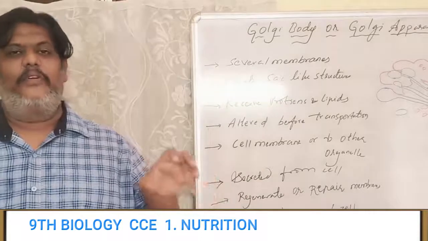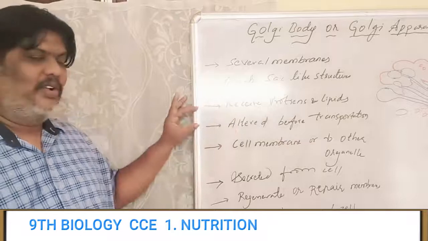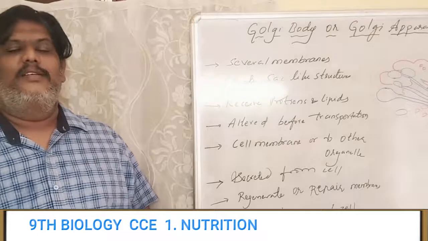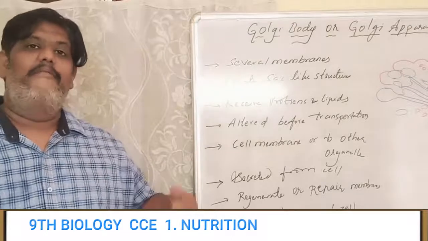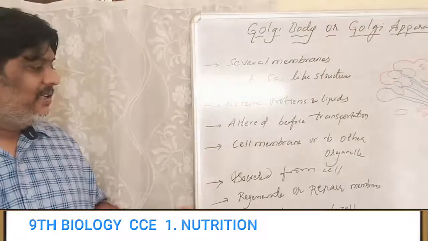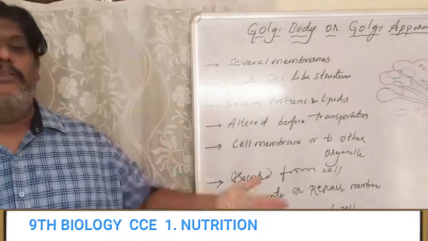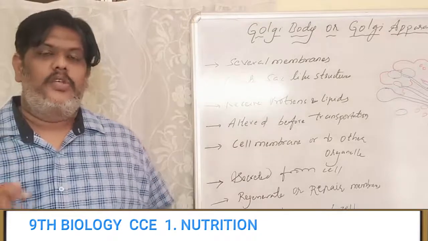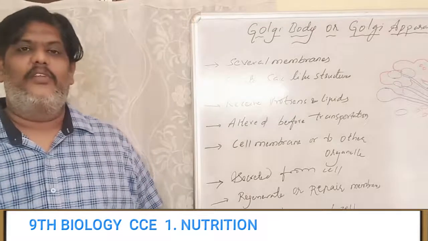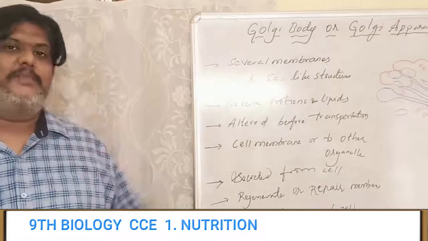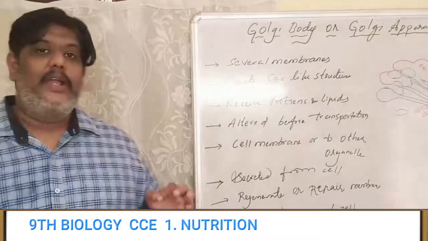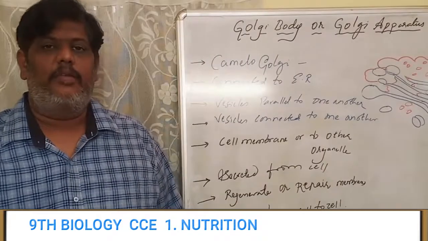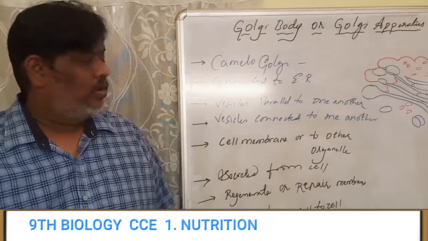If a particular cell has maybe 10 Golgi bodies, you cannot expect the same 10 in the other cells, because they will vary. Why do they vary? Because they are present in larger numbers in cells which produce enzymes and also hormones. So now here we will try to understand what enzymes and hormones are. There are two types of glands present in our body: endocrine glands and exocrine glands. Then we will learn a few more things about the Golgi body or Golgi apparatus.